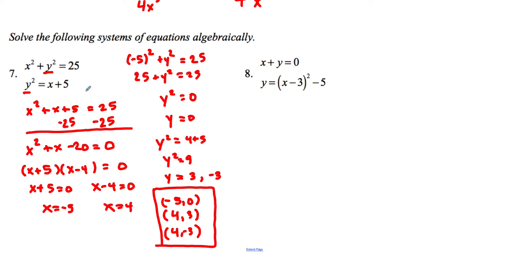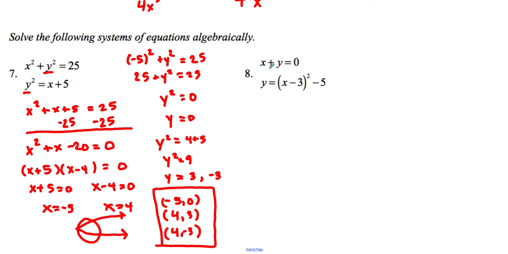If you plug those all back in, they all work. If you graph each of the systems there, you will see that it has 3 intersections as well. This one would have kind of a look like this. You've got your circle, and then I believe we've got a square root function that goes out this way, and then a negative square root function that goes out that way. And that's where you get 1, 2, 3 different solutions.